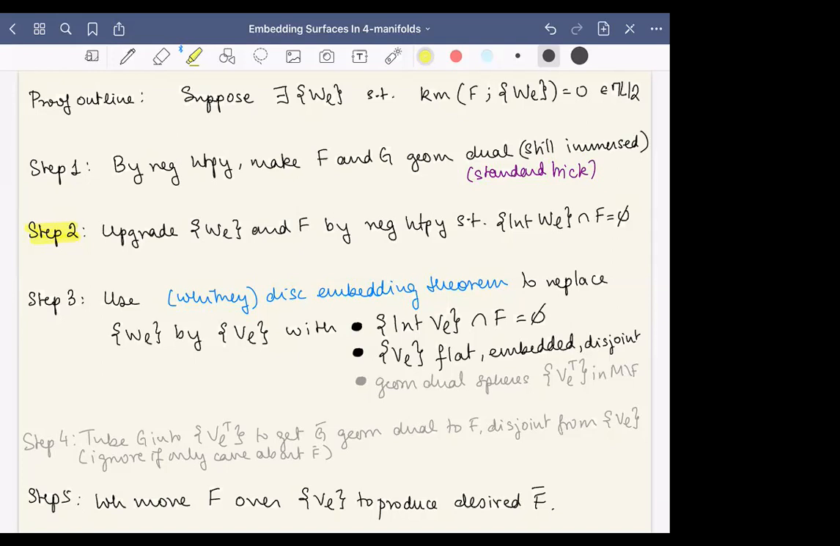We have these immersed disks W_L in the complement of F. I use my disk embedding theorem, it's really the Whitney disk embedding theorem at this point, to embed those Whitney disks. But once I have embedded Whitney disks, I can just do the Whitney move. And a Whitney move is a regular homotopy. So I've produced for you my embedded surface F bar as necessary. Okay.